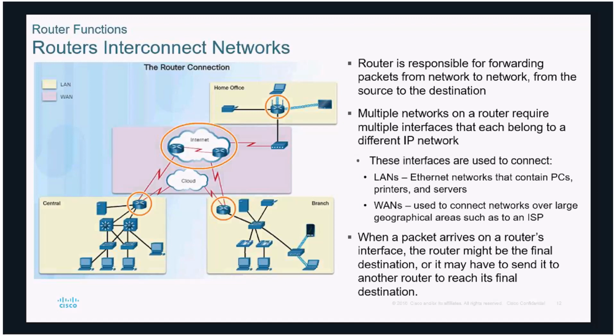So it says a question: when a packet arrives on a router's interface, that router might be the final destination, so it might end here, or it might need to send it somewhere else. So it might need to go from here to there and then to there. So a router might be the end point, or it might be a forwarding point.